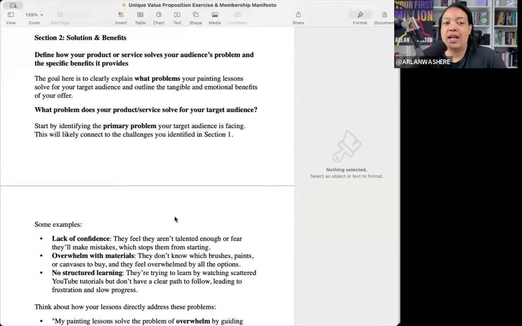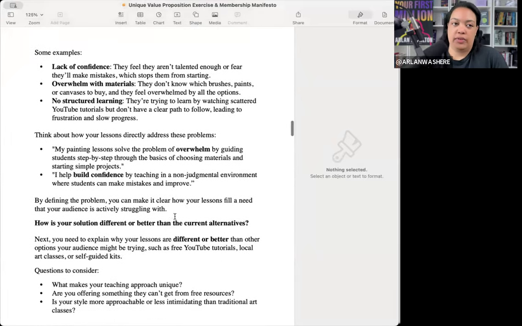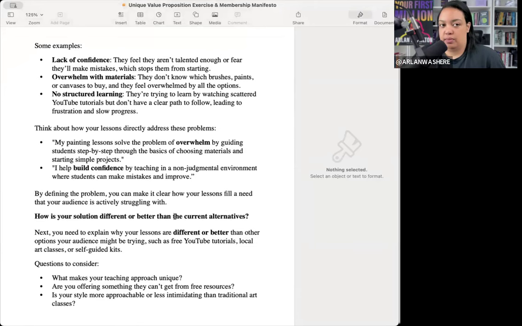So you're going to define how your product or your service solves your audience's problem and the specific benefits it provides. The goal here is to clearly explain what problems your painting lessons or XYZ solve for your target audience. Okay. What is their primary problem? For instance, is it a lack of confidence? Is it being overwhelmed with materials or instructions or no structured learning? These are just examples. Your answer may be different.